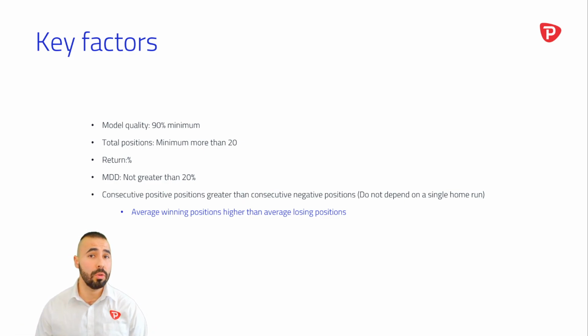The return, of course: don't take anything based on its nominal value. Everything has to be on a percentage basis. Maximal drawdown: you don't want to incur a lot of risk. As a rule of thumb, don't try any strategies that incur a maximal drawdown above 20%. And the consecutive positive positions should be greater than the consecutive negative positions. Basically here, you don't want to depend on a single home run that is going to bring all the returns, because that could lead to a process where that home run never comes and you incur a lot of negative trades. And average winning positions higher than average losing positions.